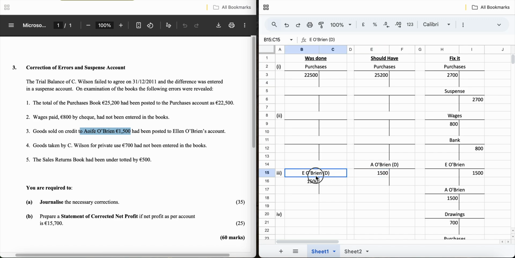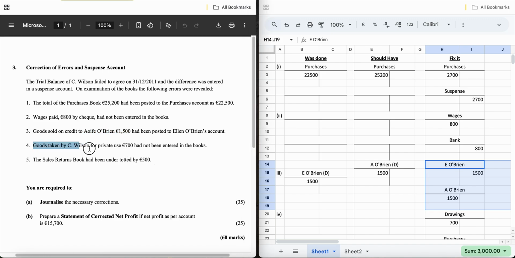Now, let's fix it up. They shouldn't have put anything into this lady's account, so how do I make it back to square? Put 1,500 on this side, and here we go, we put 1,500 on that side. They should have put it in this lady's account, but they didn't put in anything, so we put 1,500 in there. Now, that's that one, and it balances up, so we don't need to do any suspense. Number 4, goods taken for your own private use were not entered in the books.